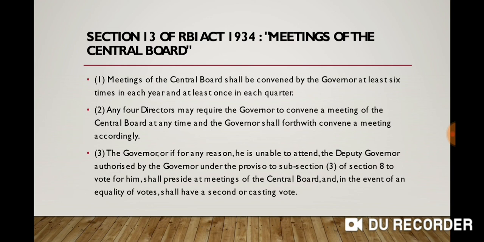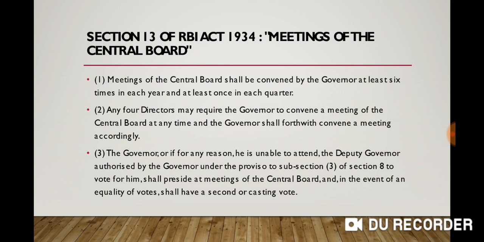Section 13 of RBI Act 1934. Meetings of the Central Board. Meetings of the Central Board shall be convened by the Governor at least 6 times in each year and at least once in each quarter. Any 4 directors may require the Governor to convene a meeting of the Central Board at any time, and the Governor shall forthwith convene a meeting accordingly.